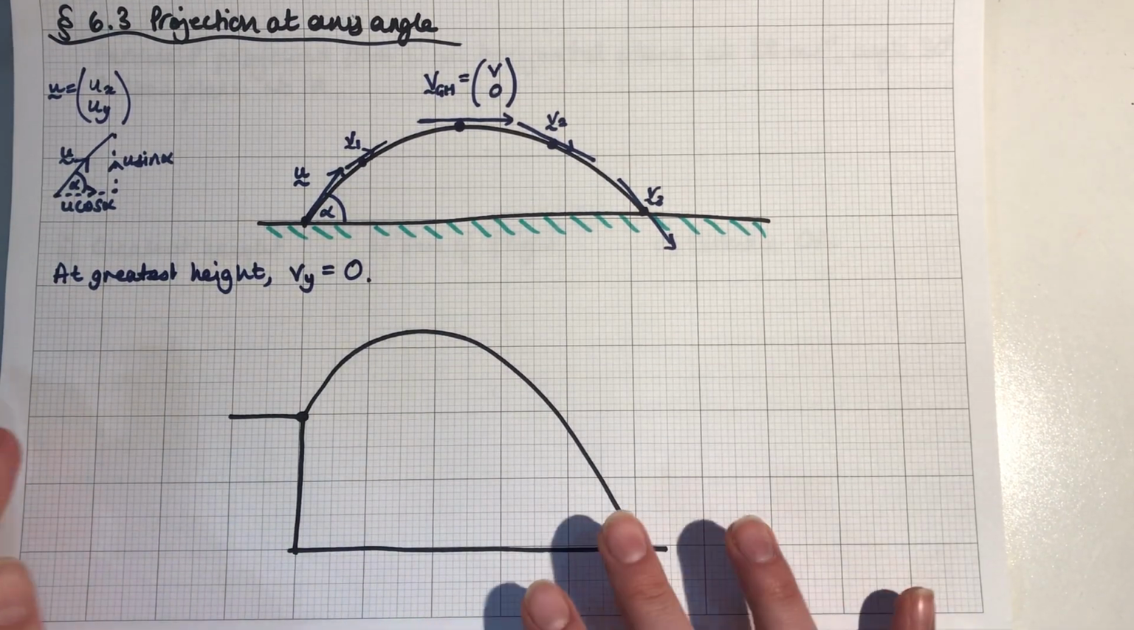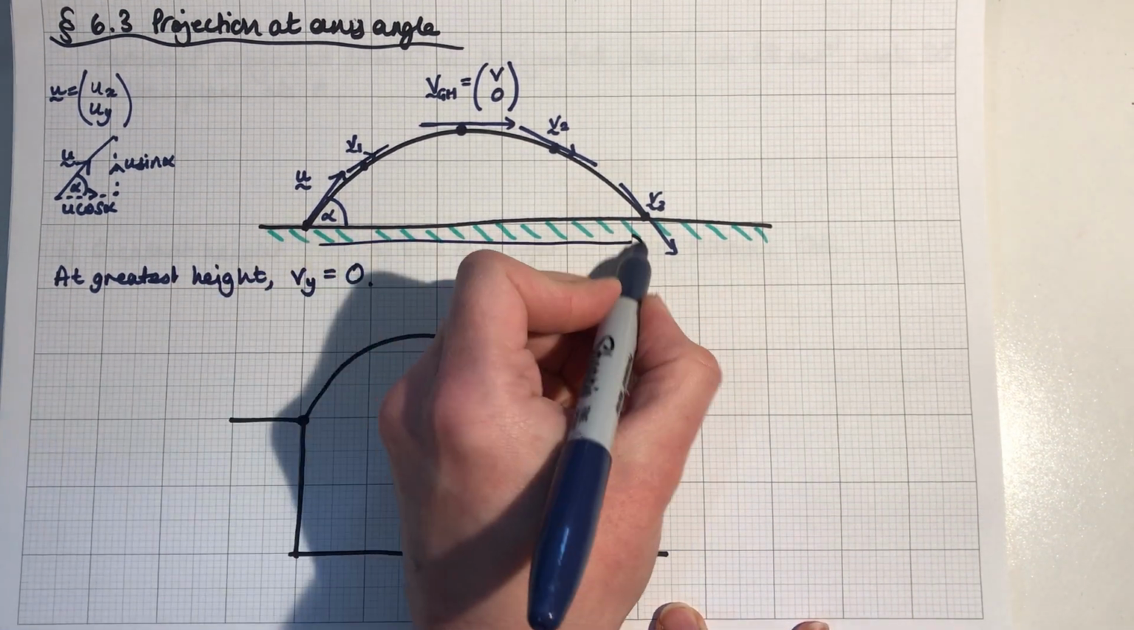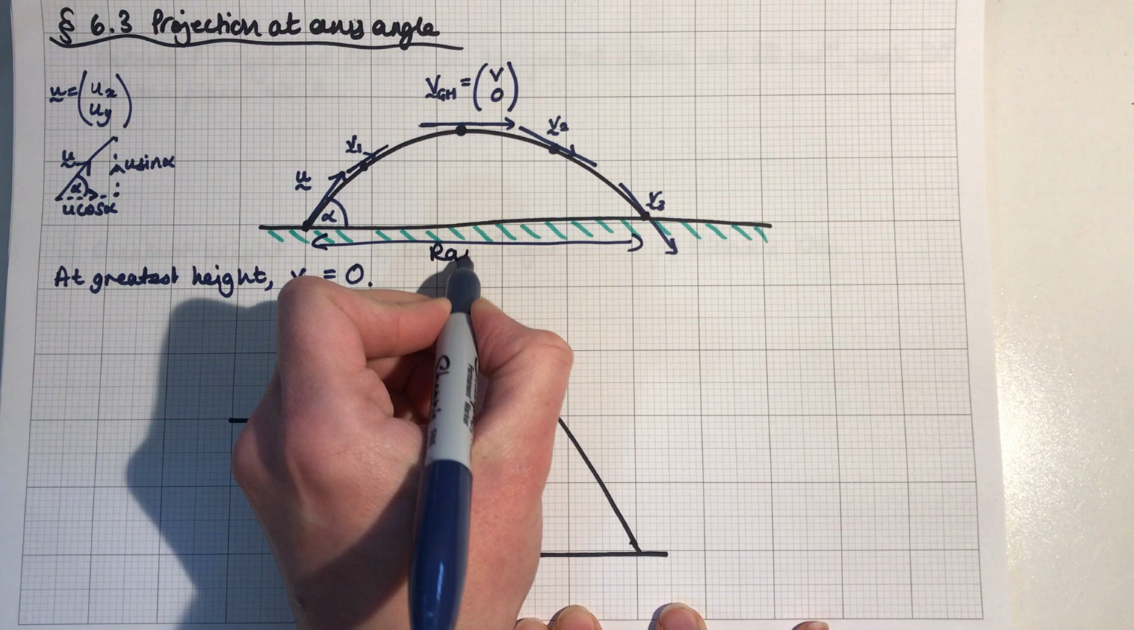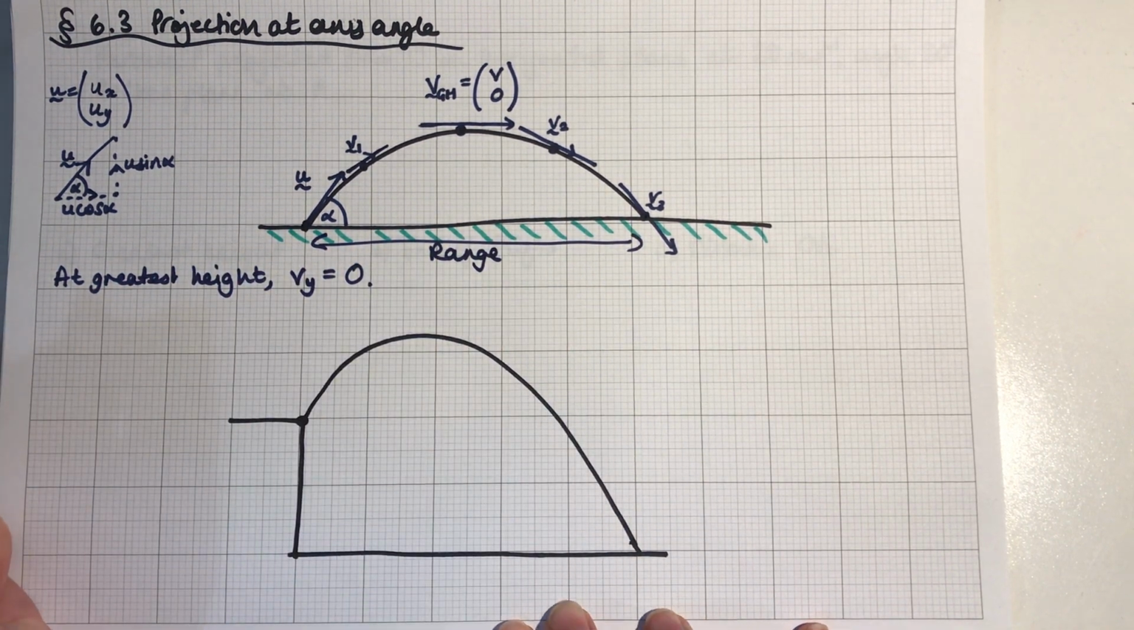There are a few other bits of vocabulary that you need to know. From when you start to when you finish, the total horizontal distance travelled is called the range, and the time it takes to get from there to there is called the time of flight.